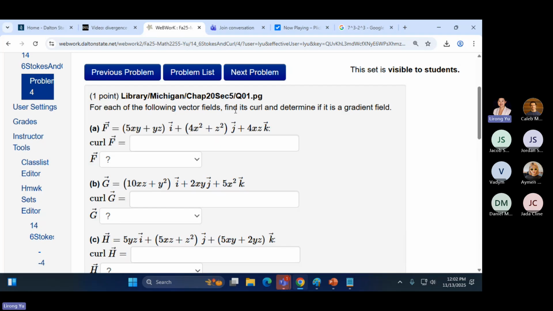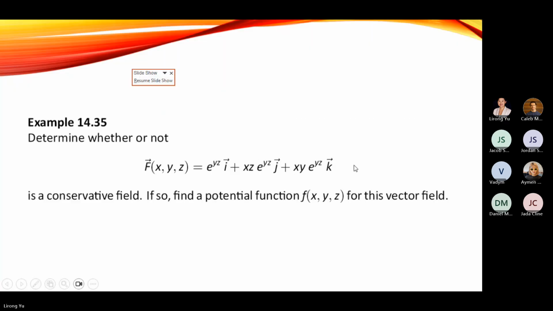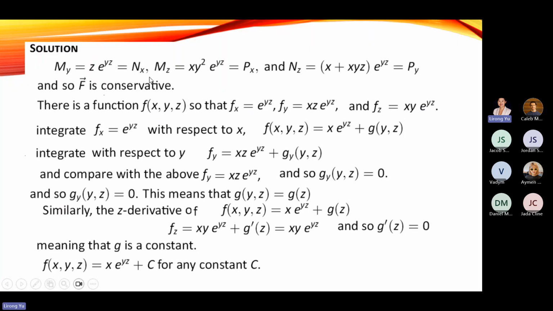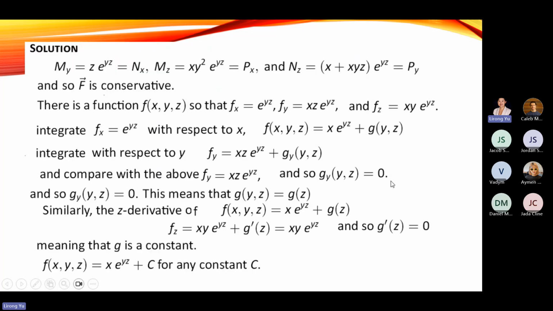For each of the following vectors, find its curl and determine if it's a gradient field. So the answer would be yes or no, depending again on the curl. That's pretty much how this is exercised. In the calculation here, you have to find all the components and their partial derivatives, and then calculate the curl.